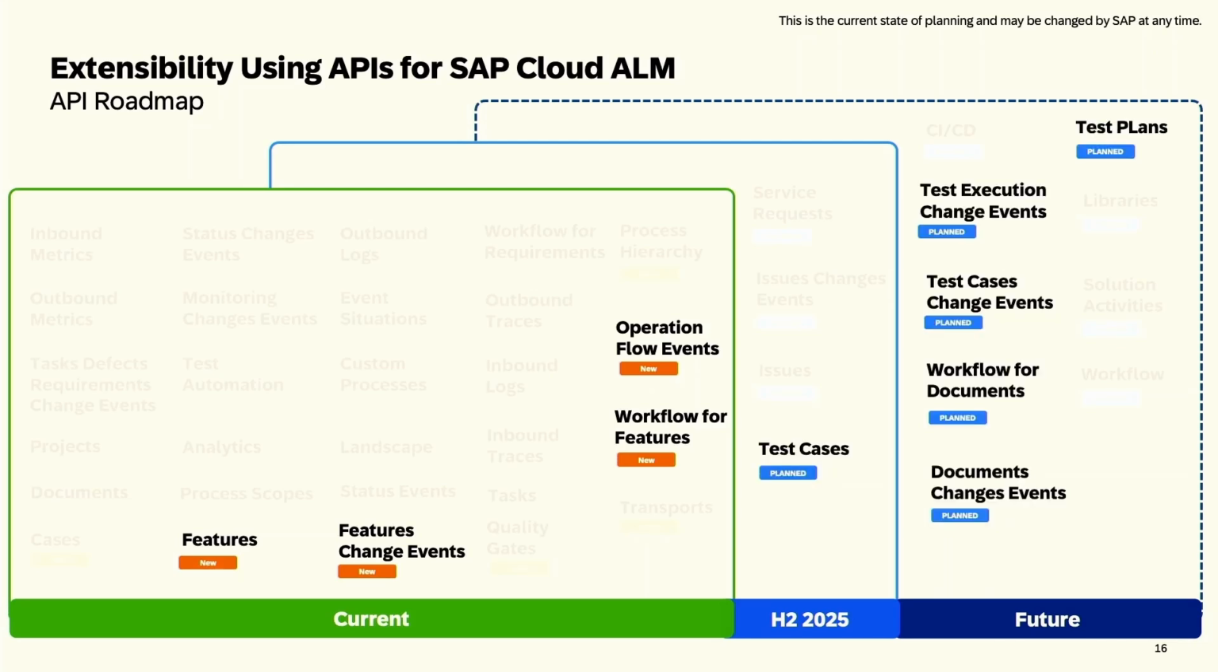Coming for the end of this year or beginning of next year, we'll have all the APIs, I hope, about test cases. So to manipulate the test cases, to be notified about test executions, to be notified about change of test cases. And we will have also document change events and workflow for documents. And test plans, sorry. And the last thing is the workflow callback API. And that's all for me.